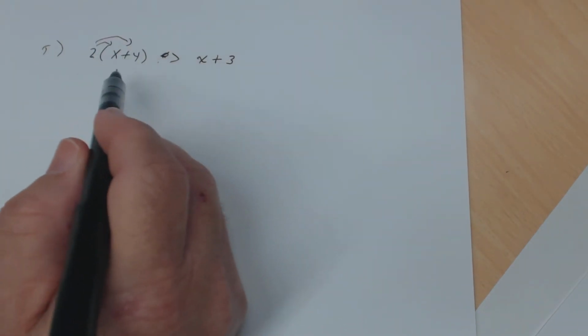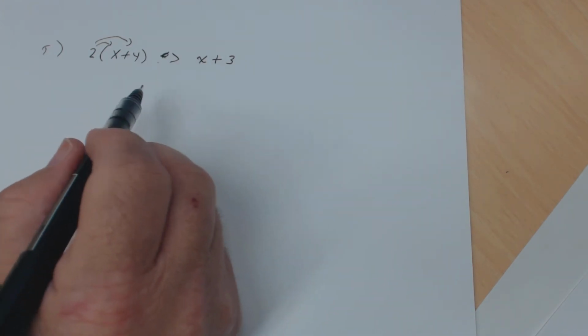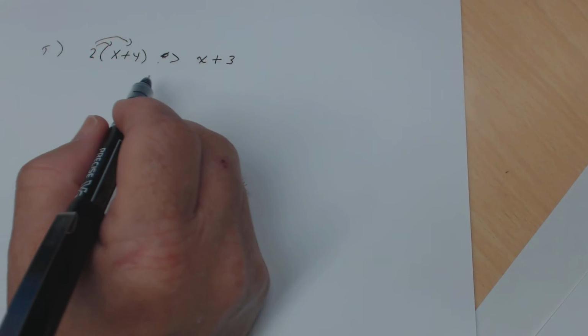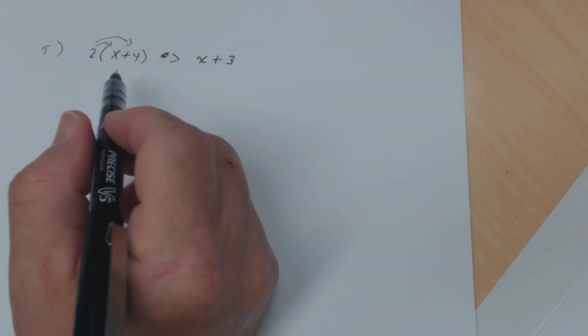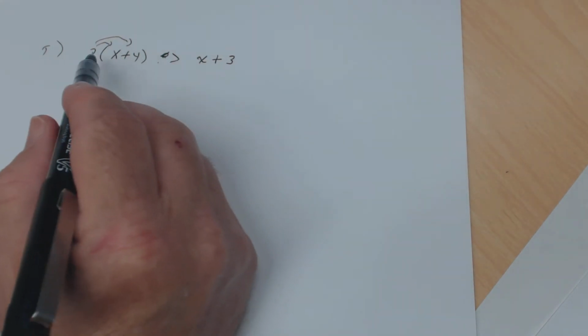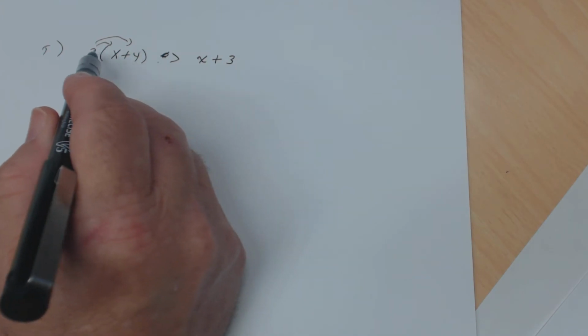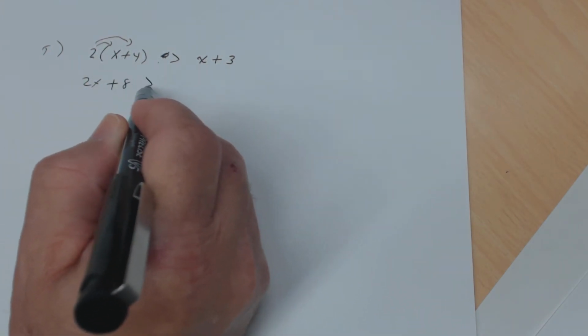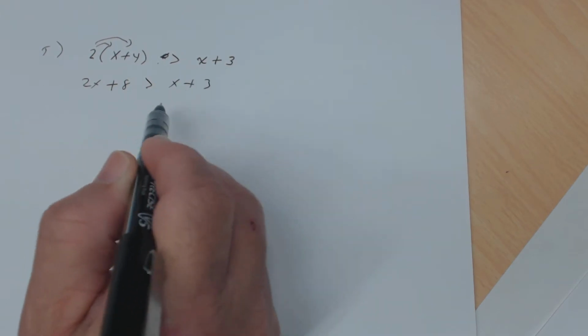So remember, all this is a review from a previous course. You want to solve this linear inequality, so you're going to use the distributive property. That's what you would do with an equation. You would get rid of the parentheses by using the distributive property. 2 times x is 2x, 2 times 4 is 8, is greater than x plus 3.